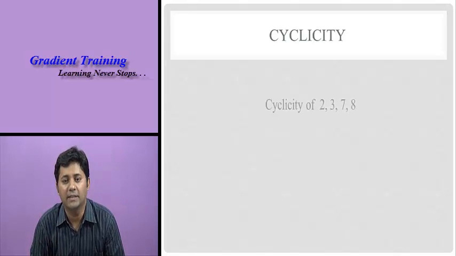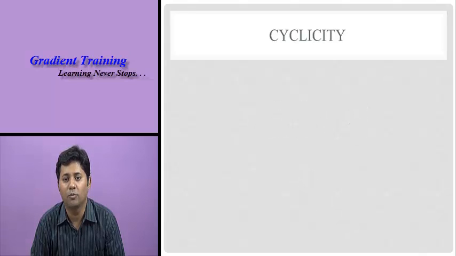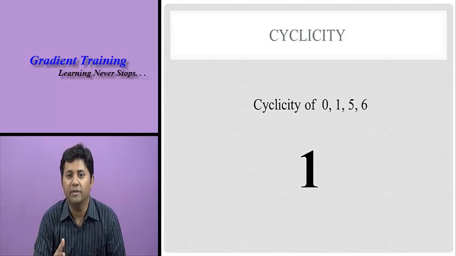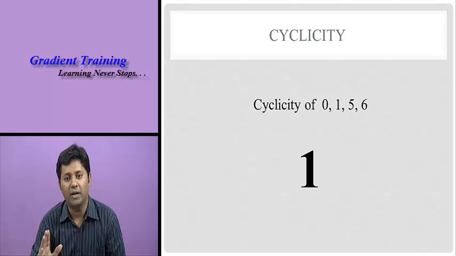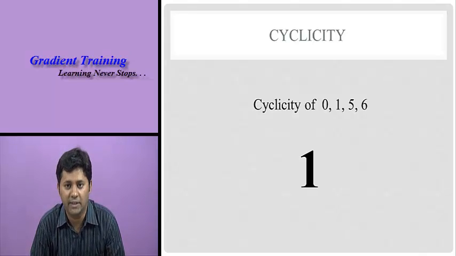So every single digit number follows cyclicity of a particular order. For example, the cyclicity of 2, 3, 7 and 8 is 4. Similarly, the cyclicity of 0, 1, 5 and 6 is 1. Any number ending with any of these digits, 0, 1, 5 or 6, does not matter by whatever power you raise these numbers, they will always end with 0, 1, 5 and 6 respectively.